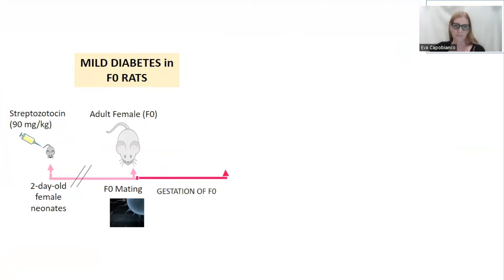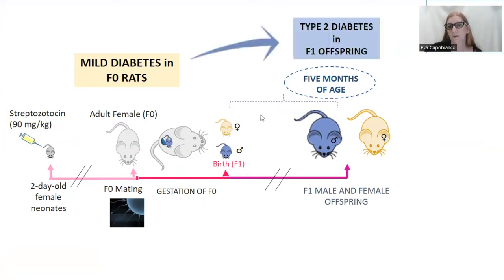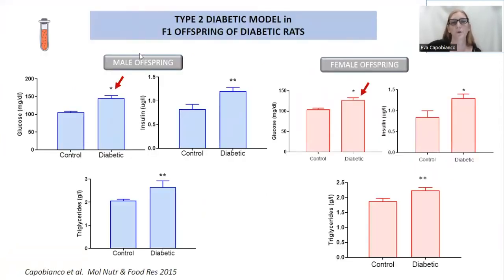So then we wanted to study the offspring of 5 months of age that developed type 2 diabetes. And we studied the plasma, the heart, and the pancreas of the adult offspring. We found that both in male and female offspring, the increase in glucose was accompanied by increases in insulin levels and triglycerides.